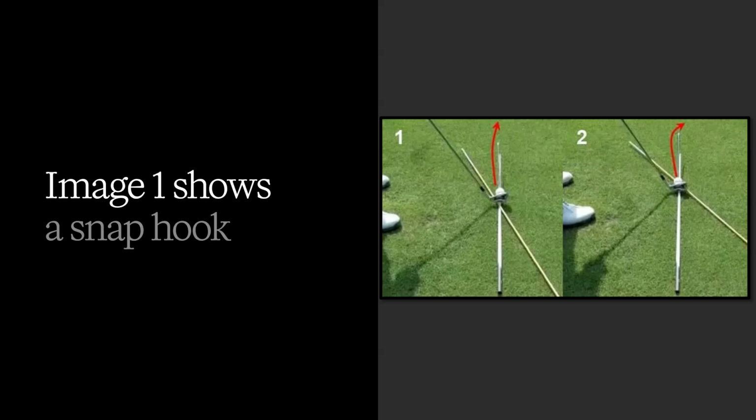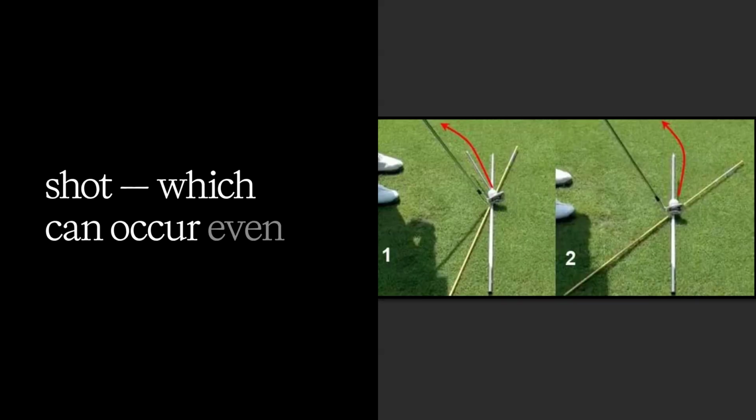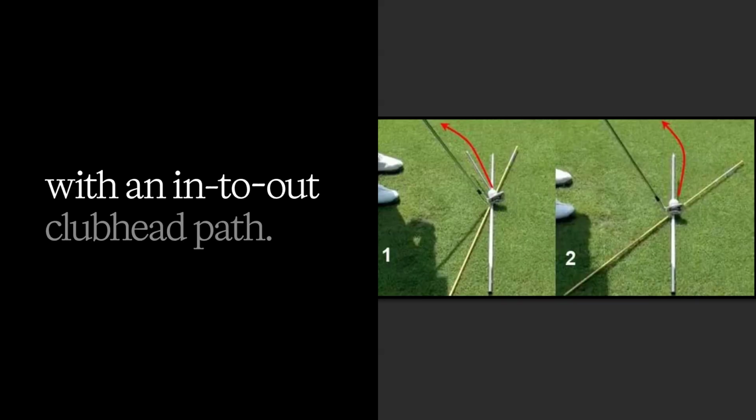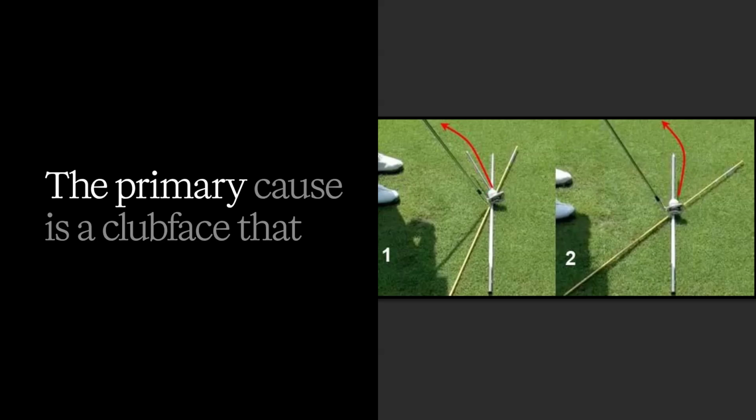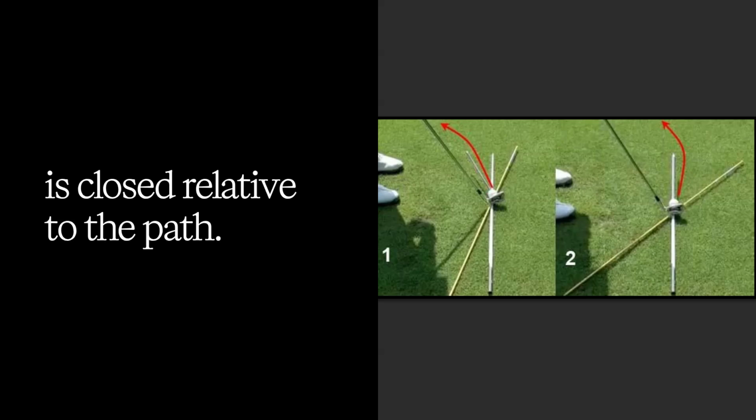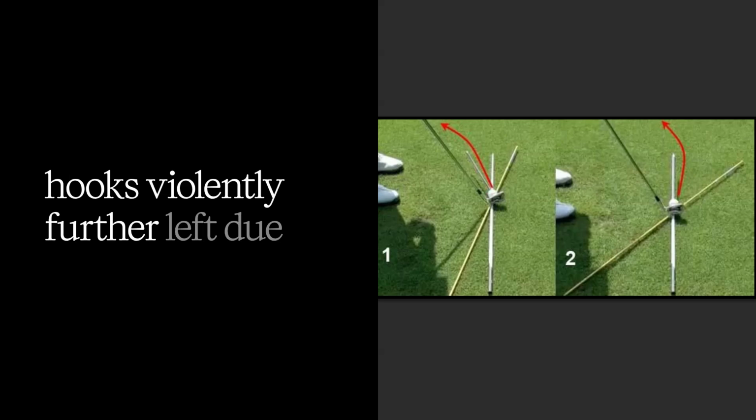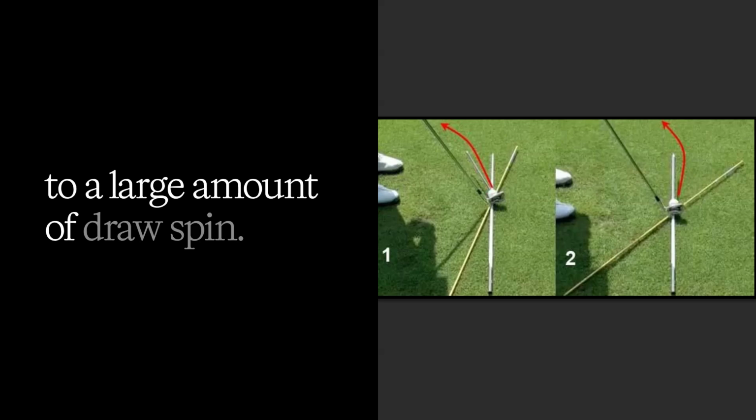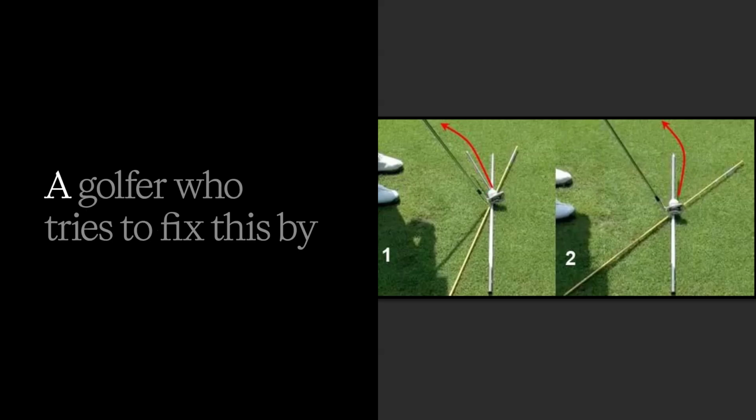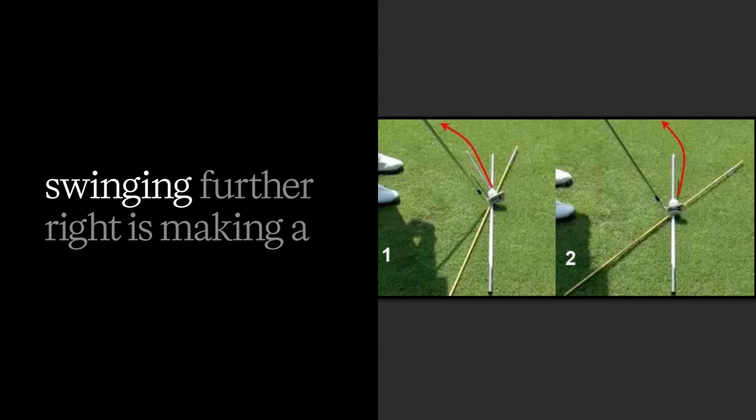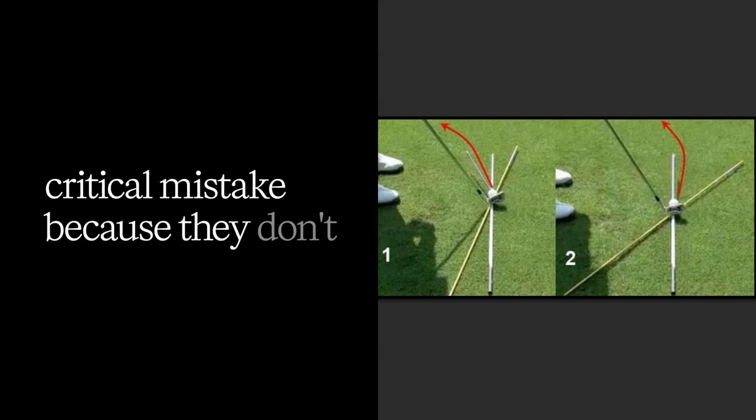Image 1 shows a snap hook shot, which can occur even with an in-to-out clubhead path. The primary cause is a club face that is closed relative to the path. The ball starts left and then hooks violently further left due to a large amount of draw spin. A golfer who tries to fix this by swinging further right is making a critical mistake because they don't understand the ball flight laws.